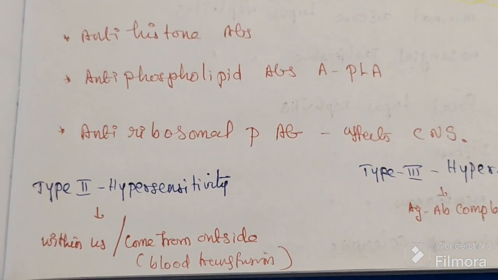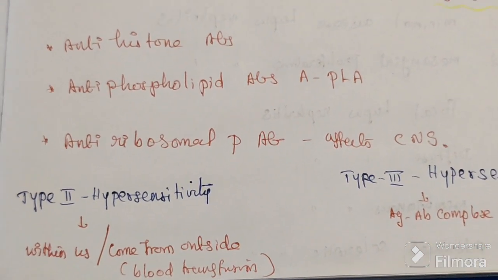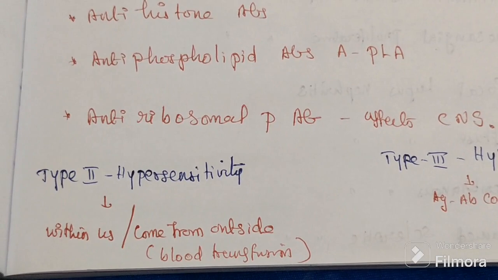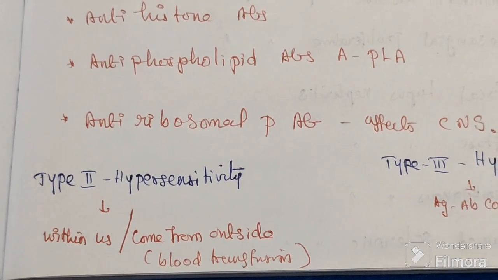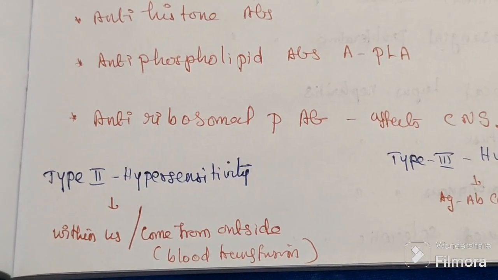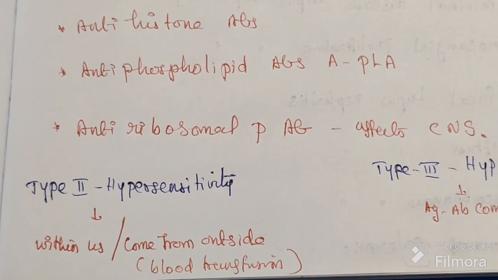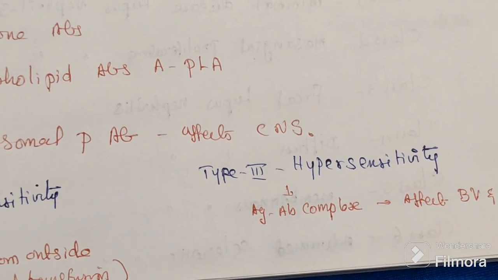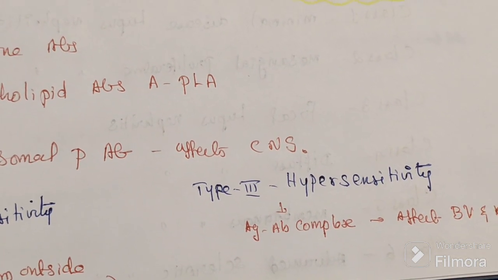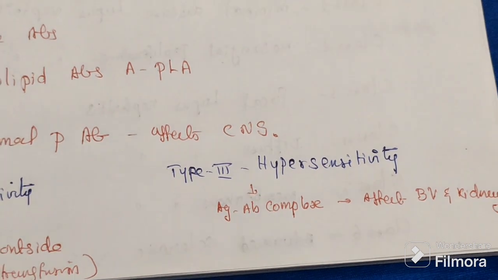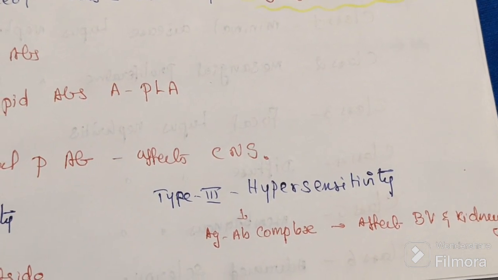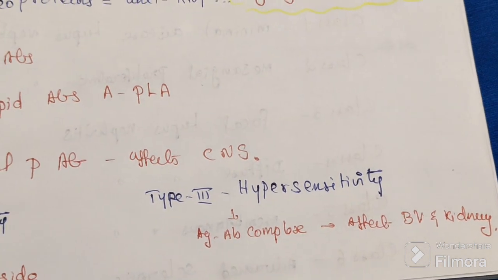Then type 2 hypersensitivity and type 3 hypersensitivity. SLE is because of type 2 and 3 hypersensitivity. Type 2 means the antibody is within us, otherwise it comes from outside during blood transfusion. Then type 3, antigen-antibody complex, immune complex deposited in various parts of our body, so it causes problems. It is mainly deposited in blood vessels and kidney. So mainly for that reason, SLE patients have kidney problems also.